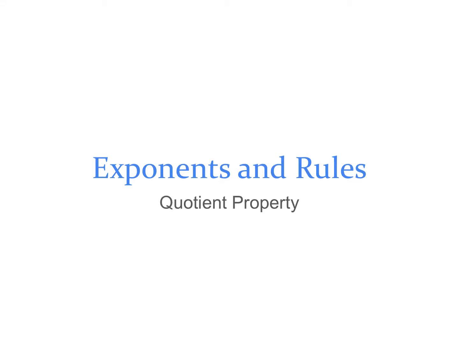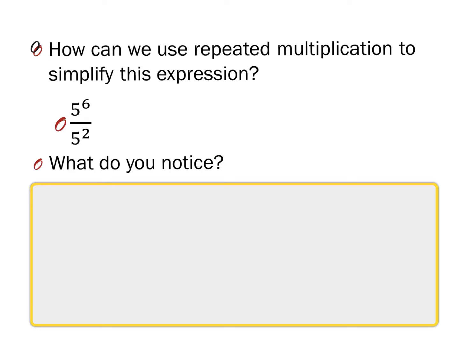In this video, you will learn about the quotient property of exponents. First, let's explore what it looks like when we divide exponents with the same base. Now, if I were to look at what I have here, and I rewrote this as 5 to the 6th, this could become 5 times 5 times 5 times 5 times 5 times 5. So I have it 6 times.